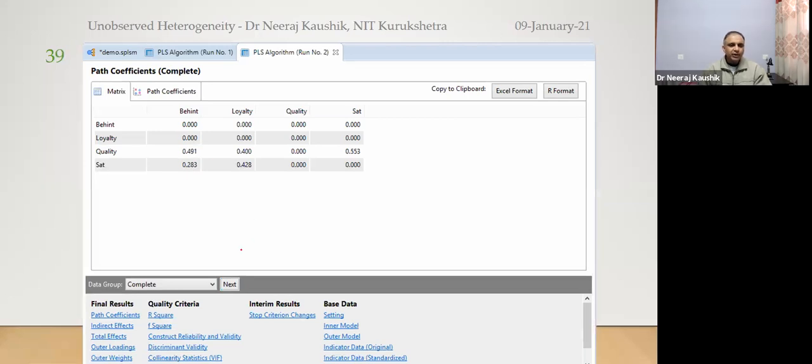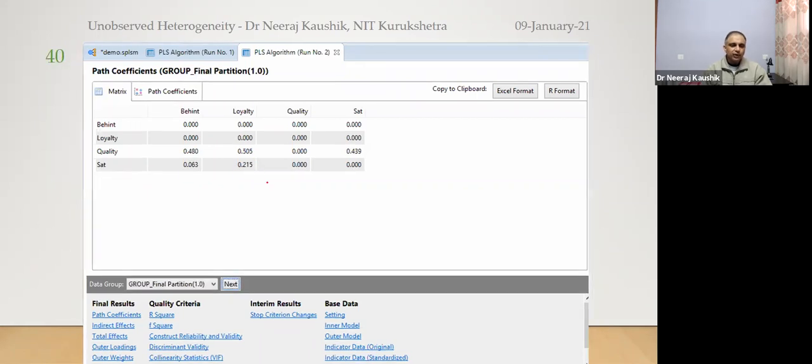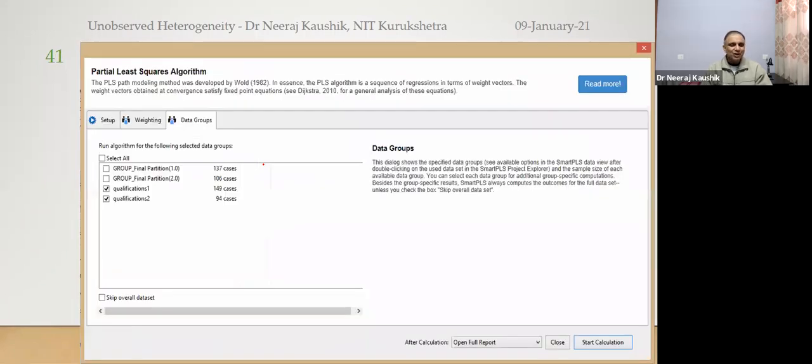See, this is the complete one. If I look at the complete one, look there, the effect of quality on loyalty is 0.4. This is for taking all the people, and the effect of satisfaction on loyalty is 0.428. Okay, let's go for the first cluster. It's 0.5 and 0.2. Okay, check it out. The next persons, it will be different.